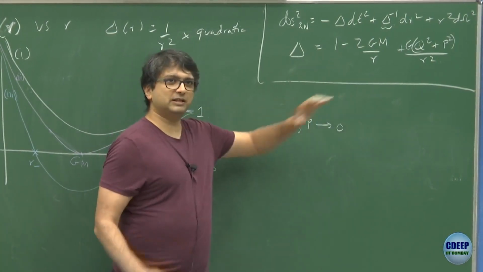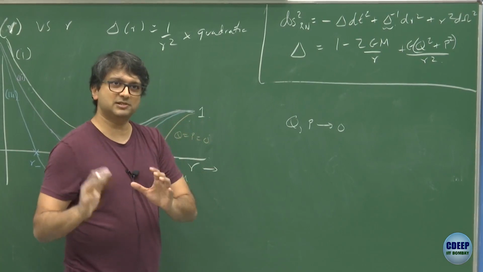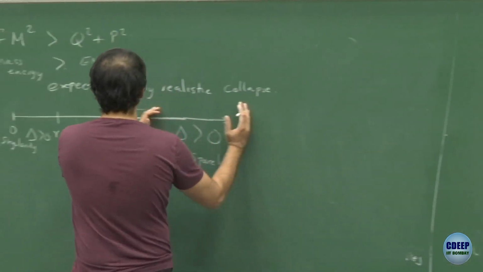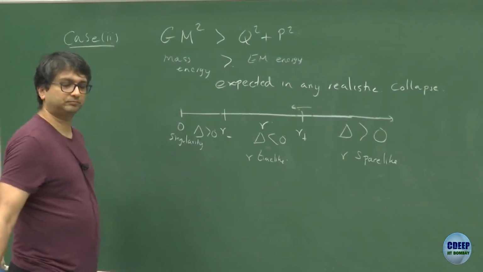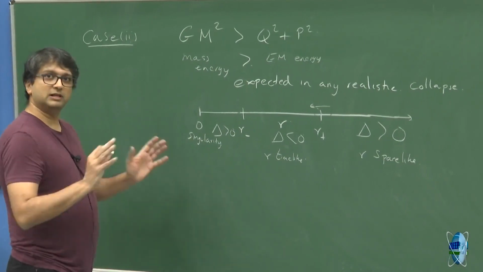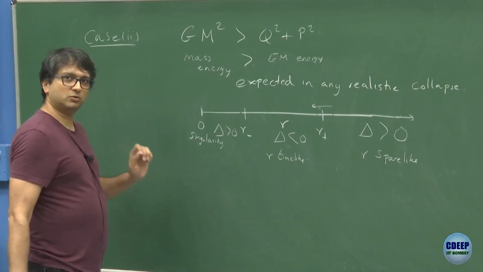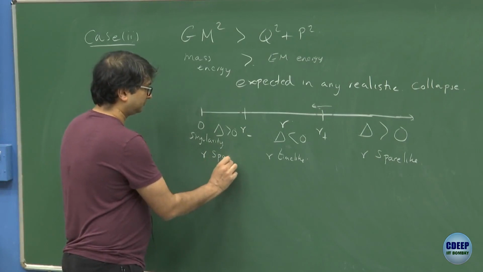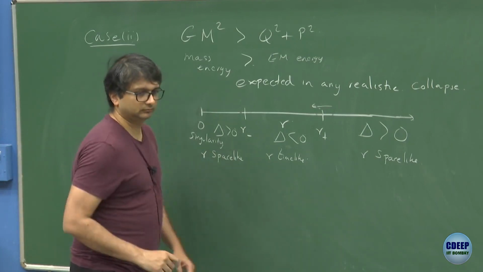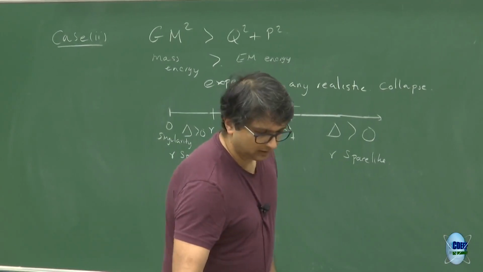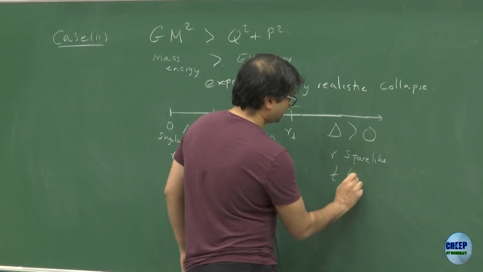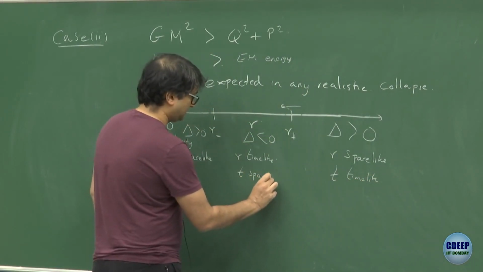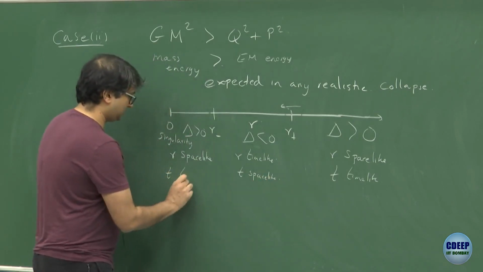So the solution continues to be valid, just like in the Schwarzschild case, where the solution was valid piecewise. This solution can also be thought to be valid in various patches. You can write down the solution here, you can write down the solution here, and you can write down the solution in this region. But those are different coordinate patches. You don't treat it as one continuous coordinate patch. So in this region, again, R will be space-like. And of course, T then switches roles. So T here is time-like, T here is space-like, and T here is again time-like.